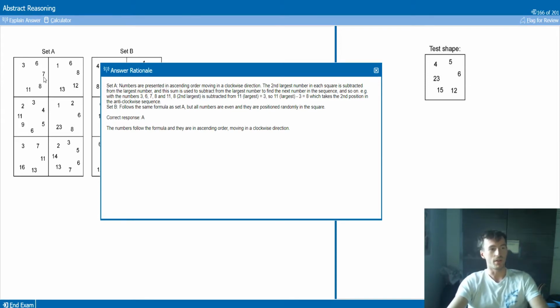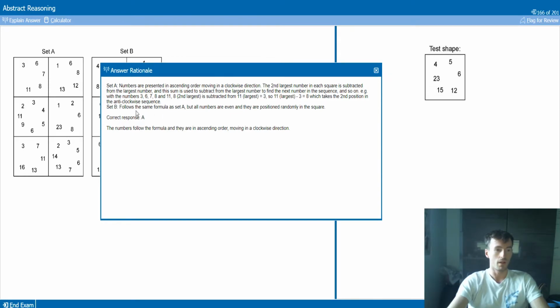Apparently there was a lot more going on there. This number minus the second largest would give me 3, and then wait, how do we get to the second one then? Okay, well, it's just those two. This one minus this one equals this one. So this one minus this one equals this one.